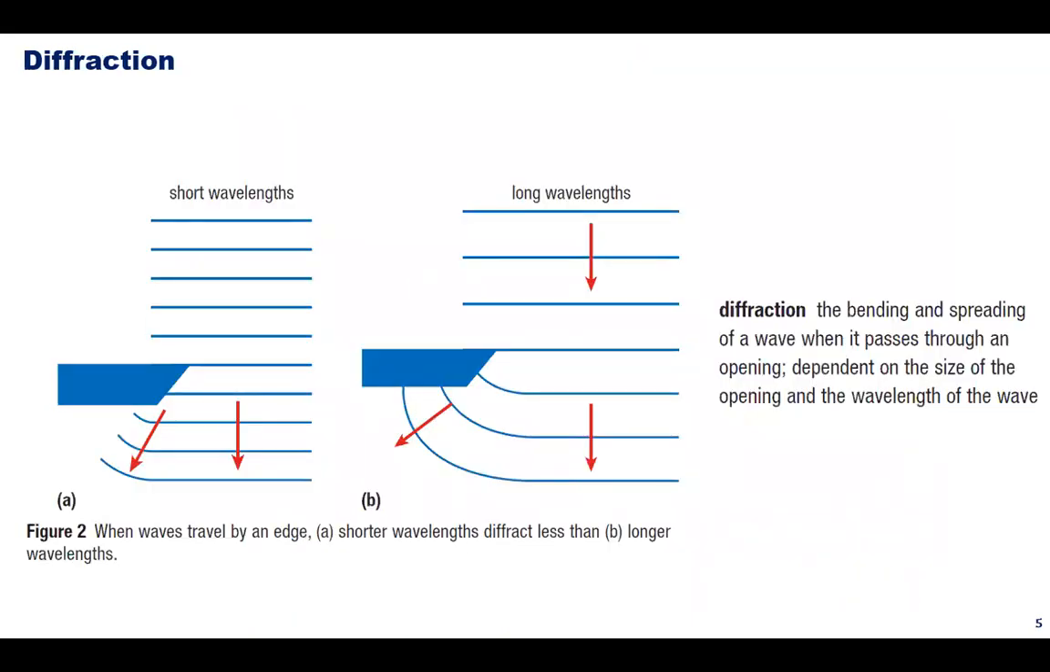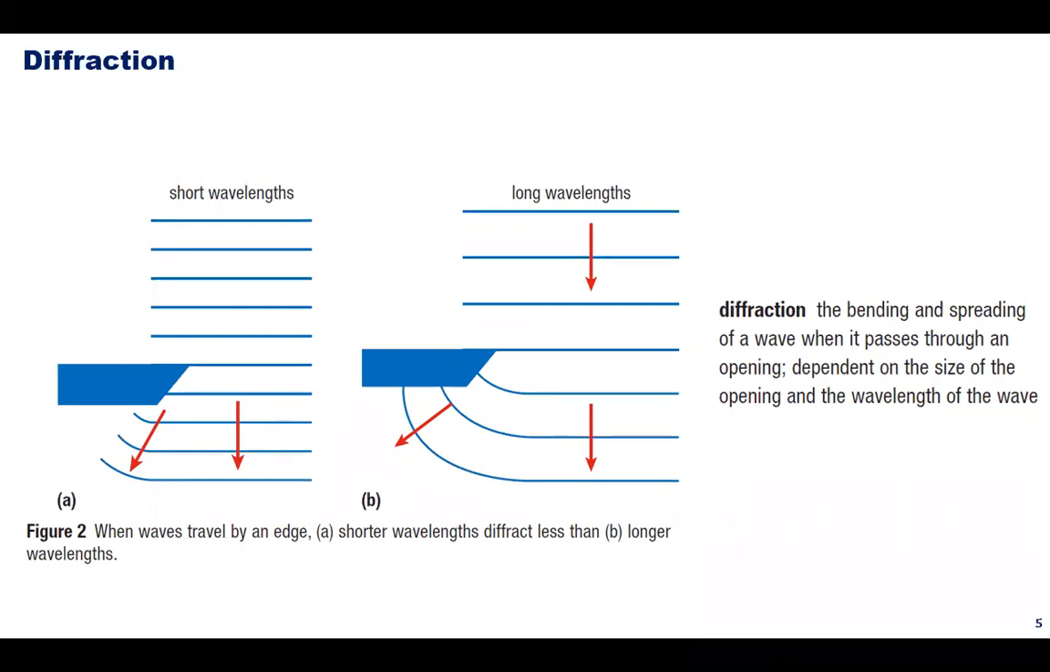Okay, so now let's have a look at the concept of diffraction. If we observe straight wave fronts in a ripple tank, we can see that they travel in a straight line if the water depth is constant and no obstacles are in the way. If, however, the waves pass by an edge of an obstacle or through a small opening, the waves spread out.